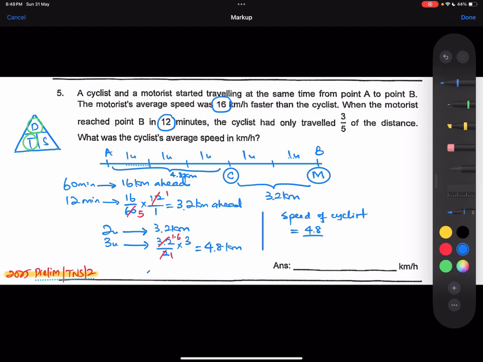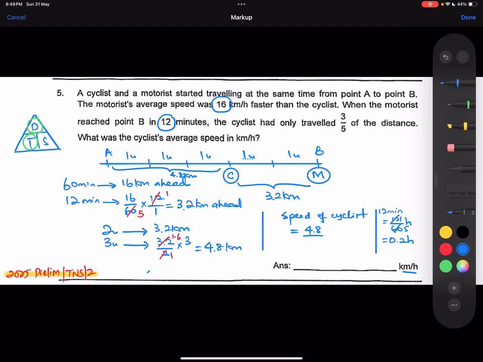Now we want our answer in km per hour, so we have to change our 12 minutes into hours. Let's do a little partition here. 12 minutes is equal to 12 over 60, since there's 60 minutes in 1 hour. This is 1 over 5. 1/5 hour gives us 0.2 hour.